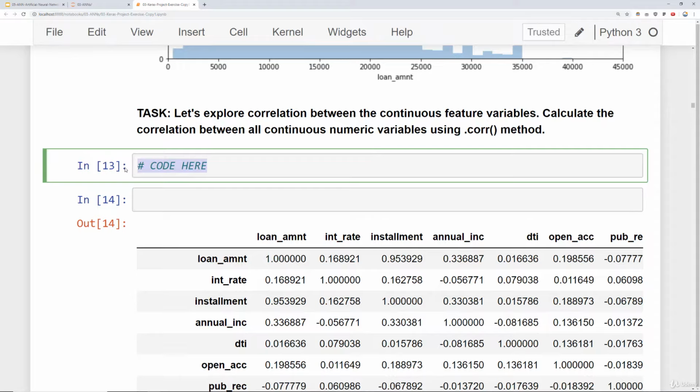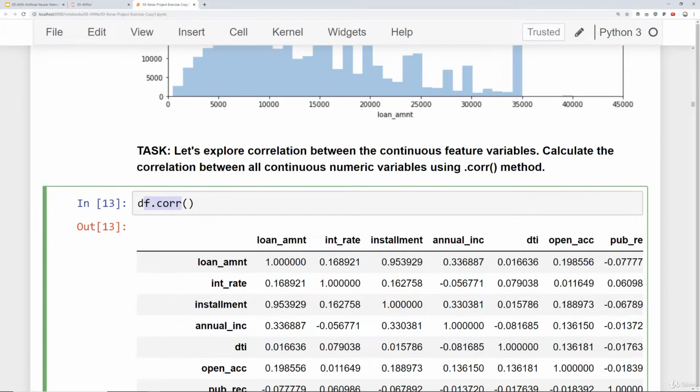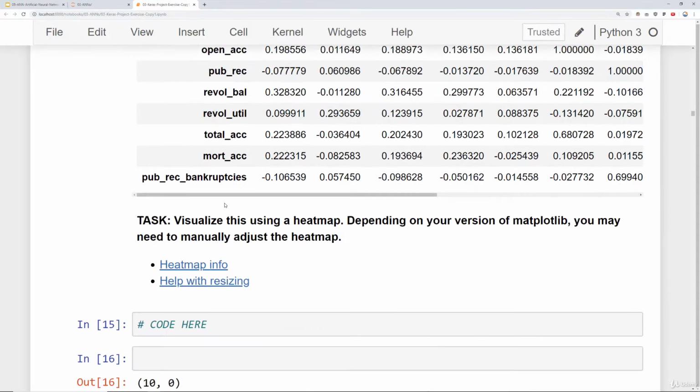Okay, so let's go ahead and explore the correlation between the continuous feature variables. We can easily do this by simply saying df and then calculating the correlation as such. So it's just a simple method call. We've seen this already a bunch of times throughout our lectures. We've also seen a little bit of how we can visualize it.